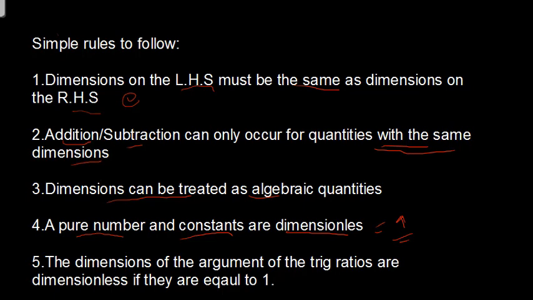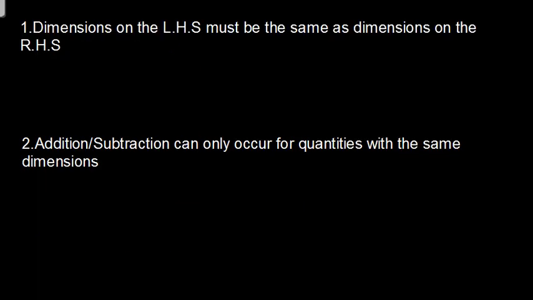And the fifth simple rule that we have established is that the dimensions of the argument of the trig ratios are dimensionless, or that they are equal to 1. So let's see what this simply means for each one of them. Let's take them one by one and try to explain these simple rules.